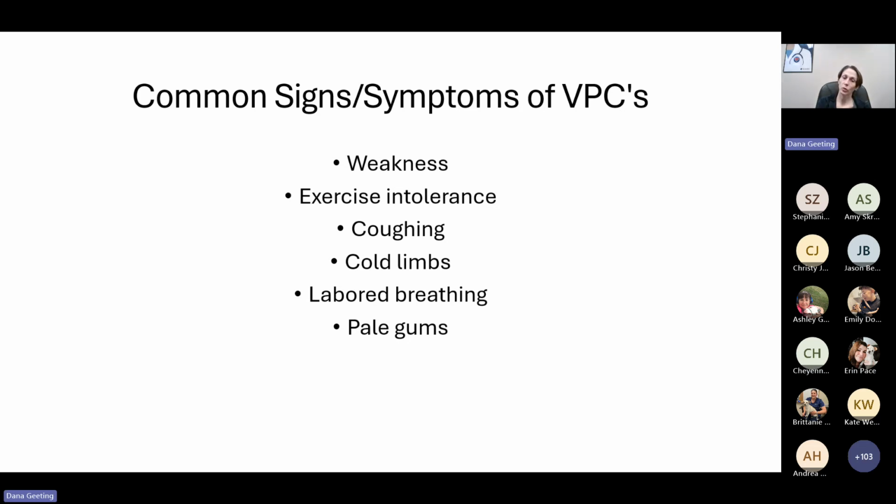And again, you would have weakness, exercise intolerance. Your patients could be coughing. They could have cold limbs, have some labored breathing, and pale gums.